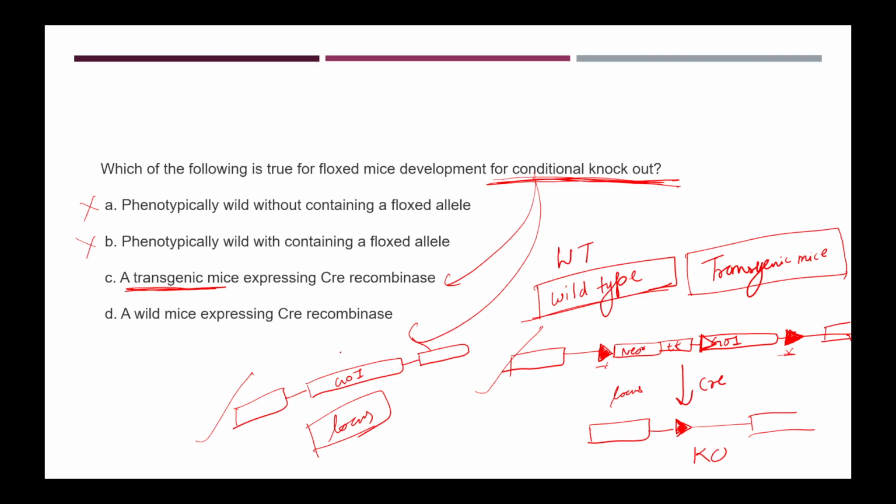This one is the wild type locus or not? This one, the first one. Yes, it is wild type because no modification is there. So the mice which will have this kind of genomic arrangement will be called wild type mice. And suppose here if I express Cre recombinase, will the knockout happen?